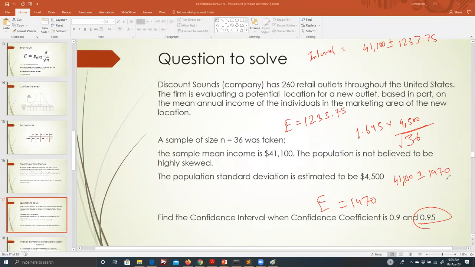You see, your range gets bigger when you want to be more confident. So if your boss asks about this range, you say, sir, I'm 90% sure, because only for 90% of the population this might be true. If he wants to be 95% sure, you will use this estimate, 41,100 plus minus 1470. Because it includes more cases, simple idea of normal distribution, right? So if you increase the range, you will be covering more population.